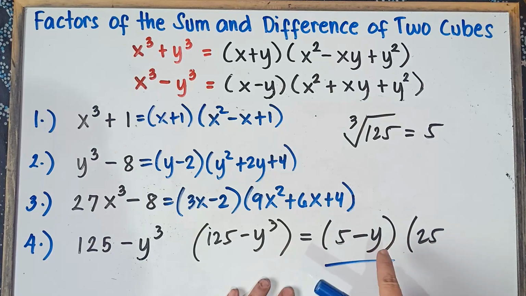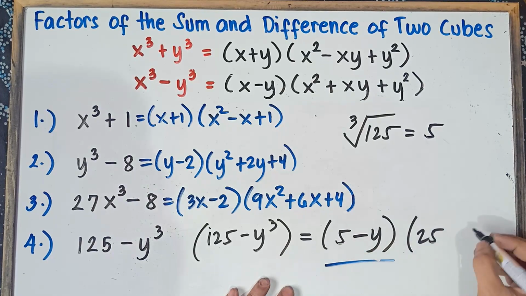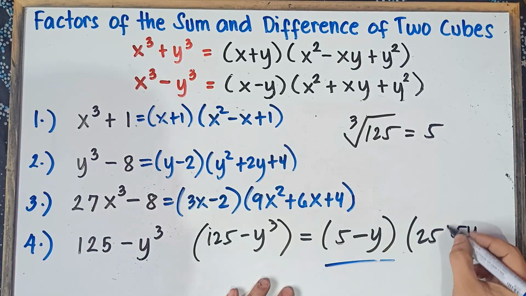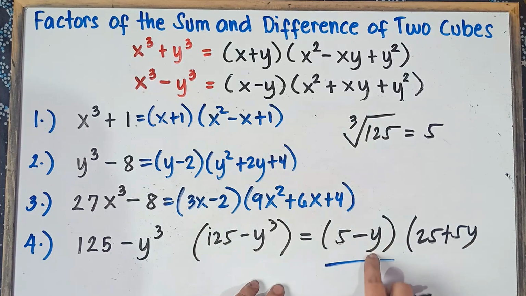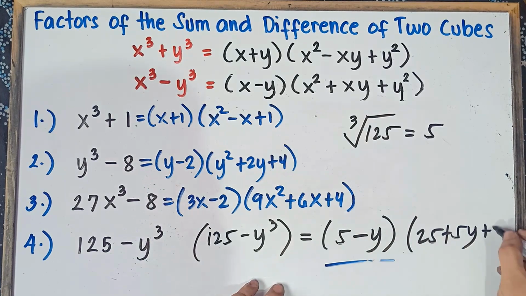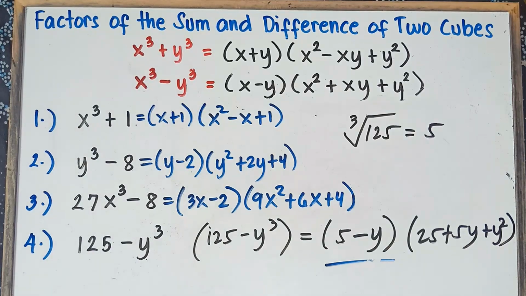Multiply the first term by the second term, 5 times y, that would be 5y. And then our answer, class, will be all positive. So that would be positive 5y. And then get the square of the last term, or the second term, y times y, that would be y squared. That's it, class. That's the answer with regards to example number 4.